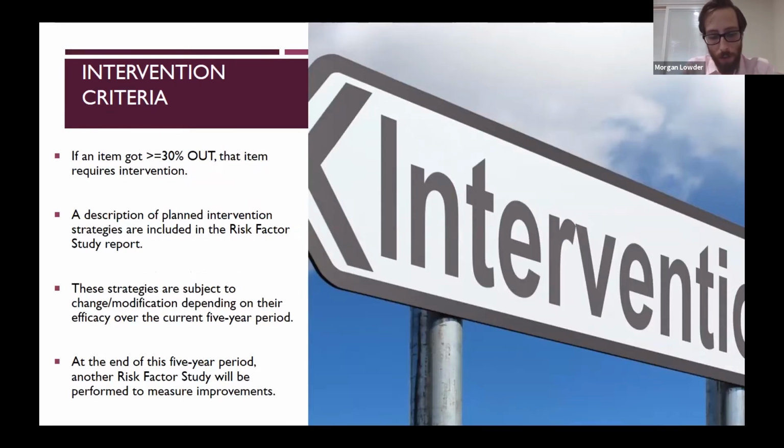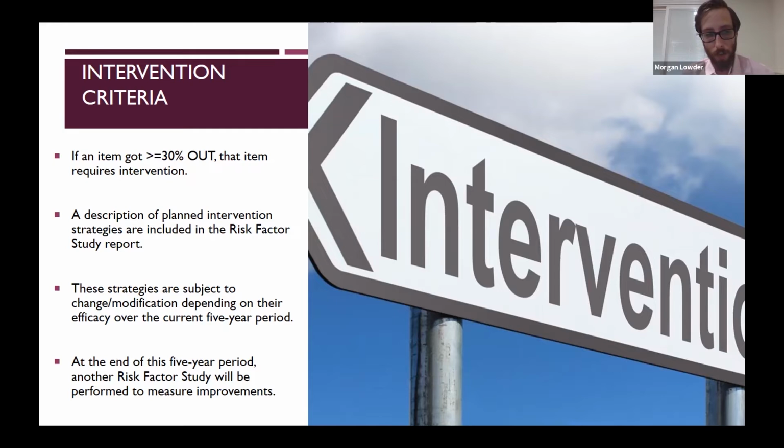So here are our intervention criteria. I'm not going to go into each individual intervention strategy that we have, but I thought it would be useful to highlight the criteria that we use to determine whether we would actually intervene or not. So we determined that if an item had 30% or more out, then that item would require intervention. And the reason for this was because we wanted to maximize our resources.